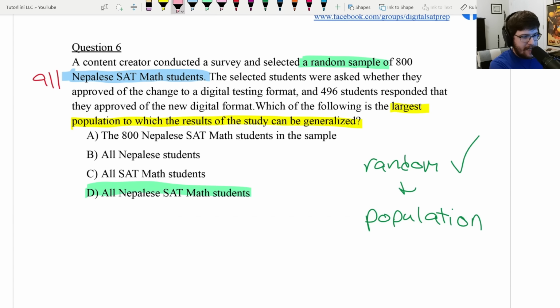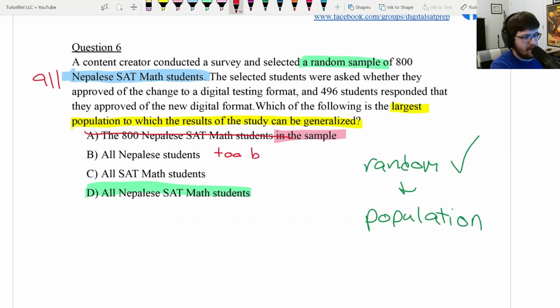So red flag, A says in the sample. I don't even need to read it. I see the word sample, and I know it was selected at random. I know that's wrong. B doesn't make sense because I didn't select different types of students. I didn't select people who weren't studying for the SAT. I didn't select people who were older, or people who were younger than around college age. It's too broad. It would include types of people that I didn't include in my study. So this is wrong. It's too broad.